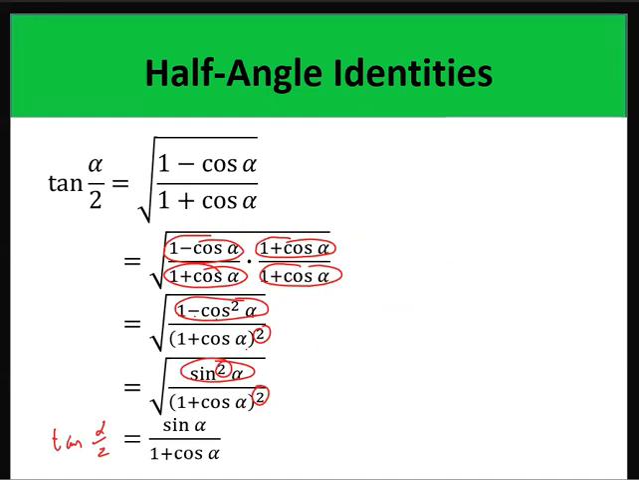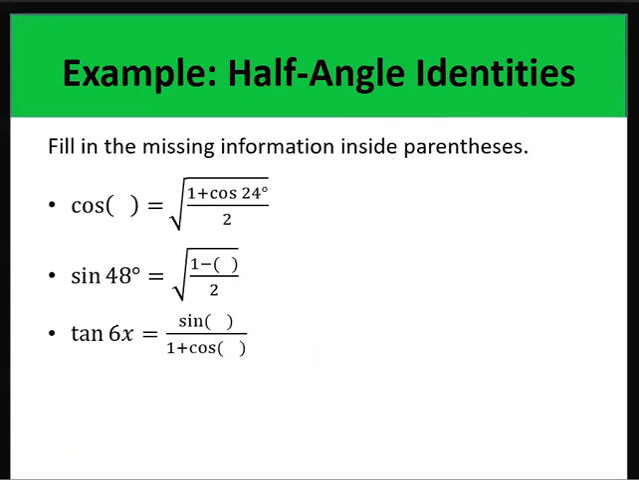So let's illustrate some applications of these half angle identities. Let's fill in the missing information inside the parentheses. So this cosine of blank is equal to the square root of 1 plus cosine 24 degrees over 2. In our formulas, this can be treated as angle alpha. So if alpha is equal to 24 degrees, then we have to get alpha over 2 for this parameter. So alpha over 2 is 24 degrees over 2, which is 12 degrees. So this one is 12 degrees.